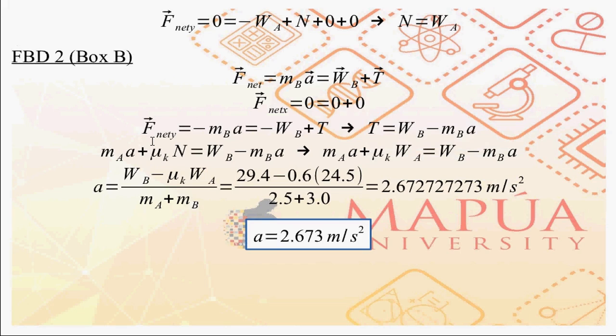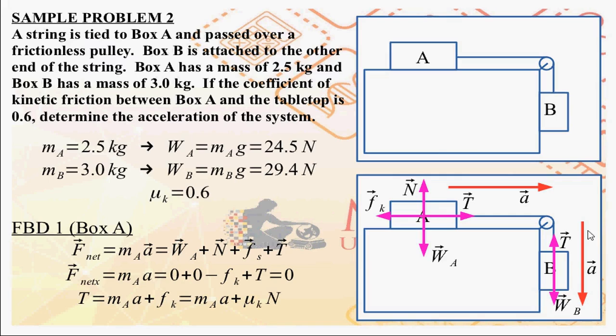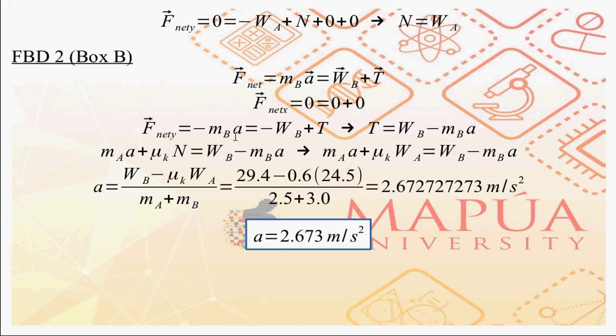The y component of F net is F net y. The y component of acceleration is vertical, negative direction, so negative m_B a. Weight is negative direction. Tension is positive direction. Isolating tension, we have T is equal to weight B minus m_B a.